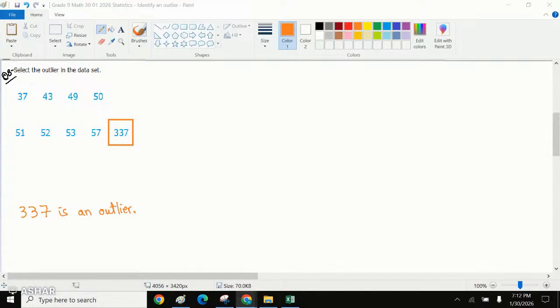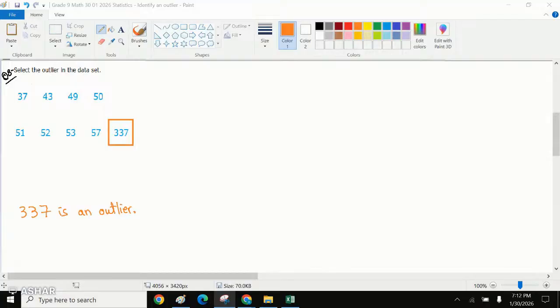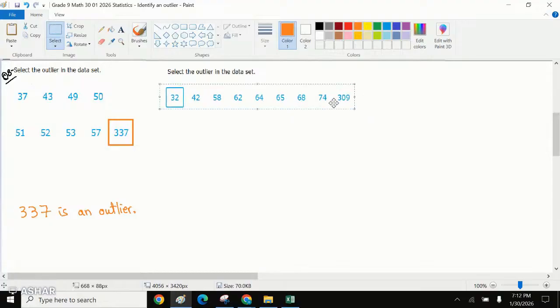Select the outlier in the new data set. For the next question, it says, select the outlier in the given data set such that the numbers given are these. I'll remove this. For question number 9, we need to find the outlier.